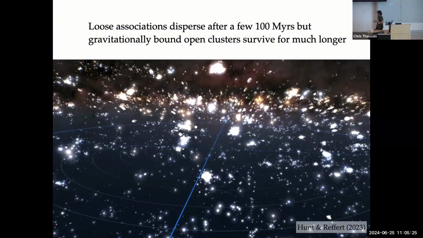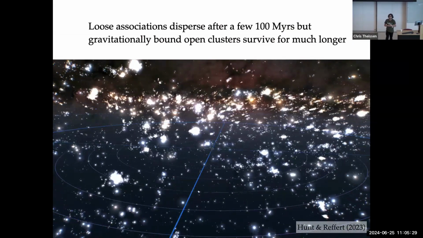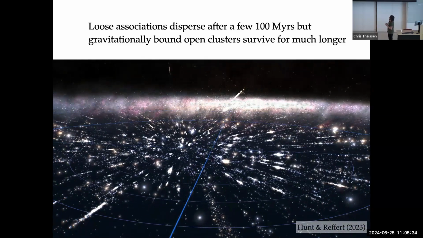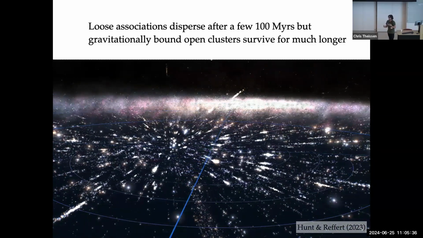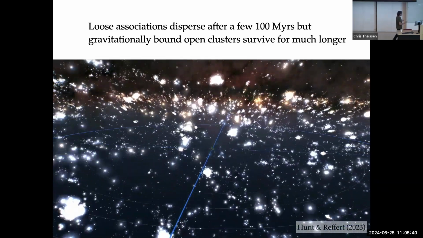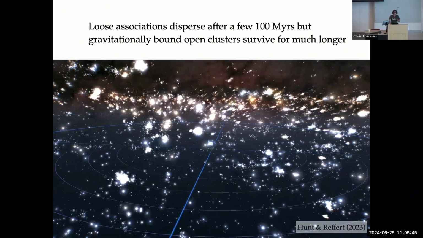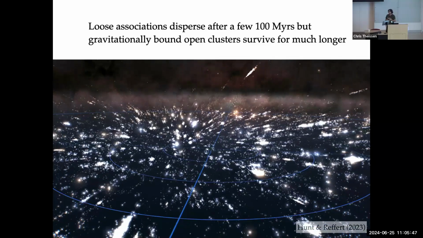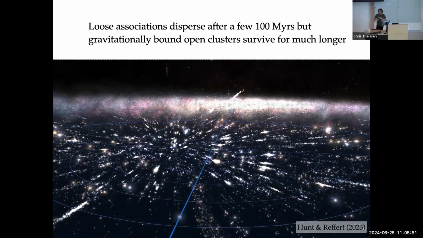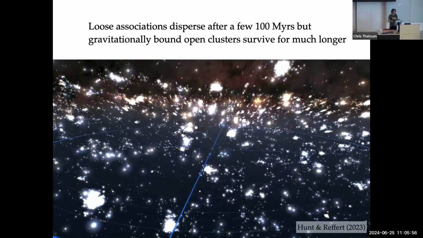Loose associations typically disperse pretty rapidly due to all of the interactions that they face during their galactic orbit, but open clusters last for a while longer. So we can find open clusters that are much older. But both are very interesting to us because they provide a way to age date stars very accurately, because we can use a collection of stars born together and then combine many different age dating methods together.